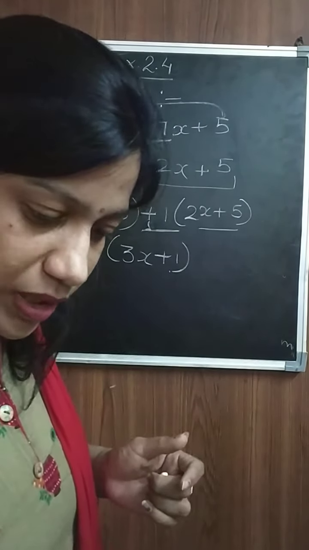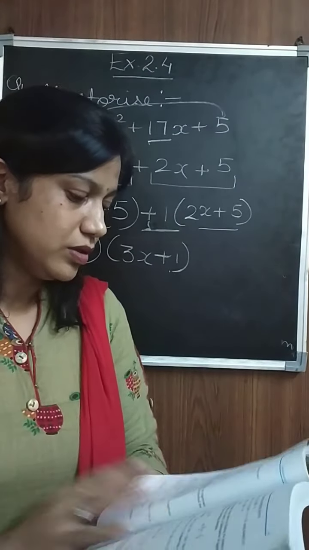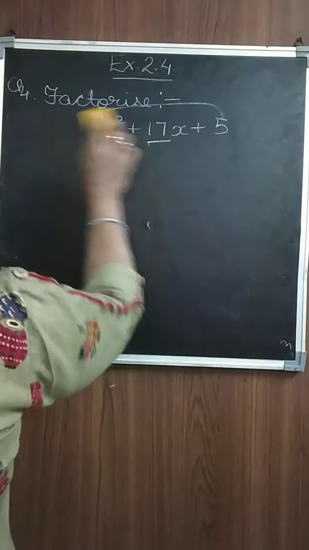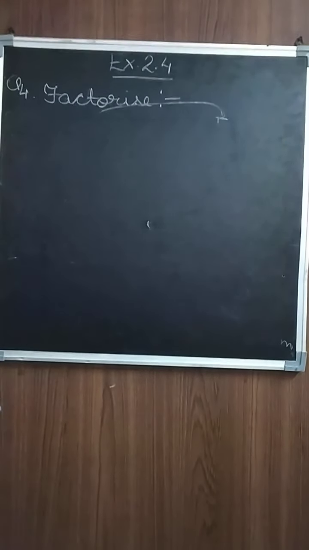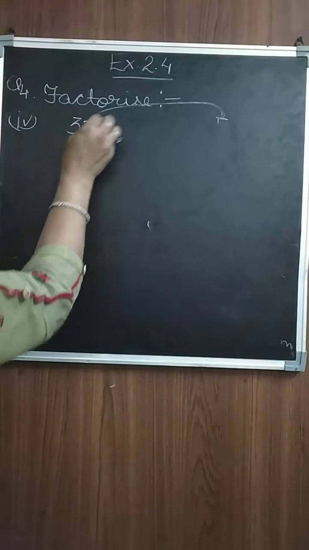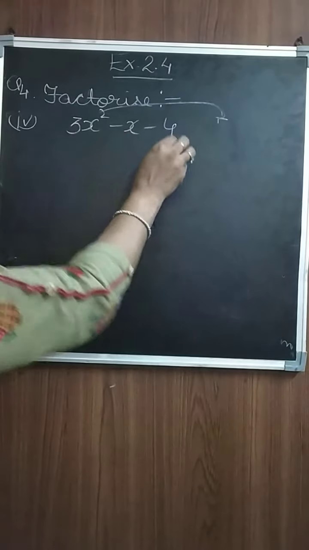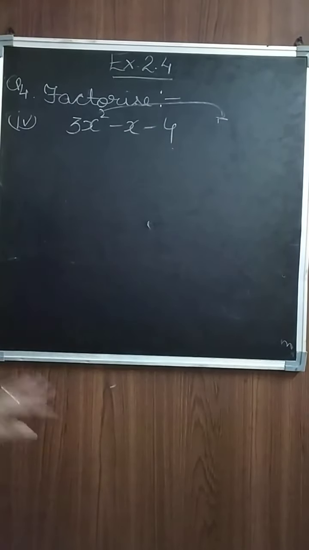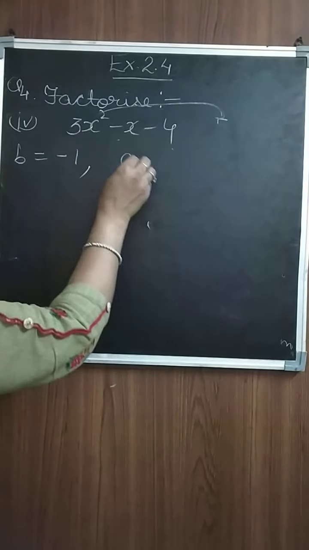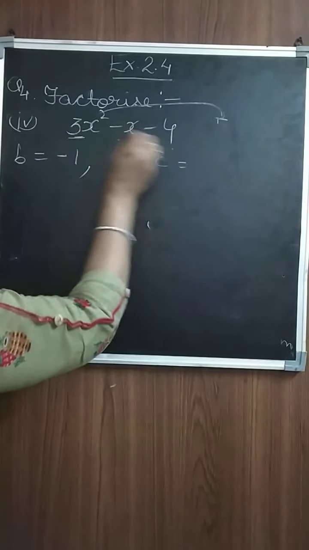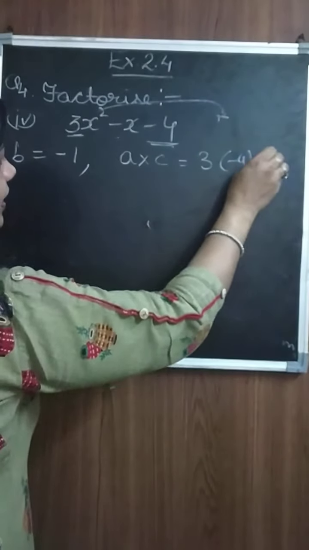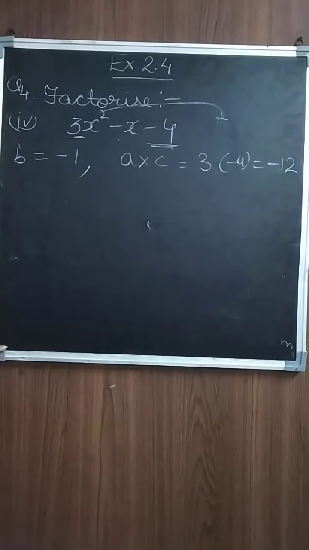Now let's come to one part of this question. Let's take the fourth part of this question. The fourth part is given to you: 3x square minus x minus 4. It means you need to take b. b is minus 1 here. And a into c is equal to, a is 3 and c is minus 4, so you have to take it completely as minus 12.